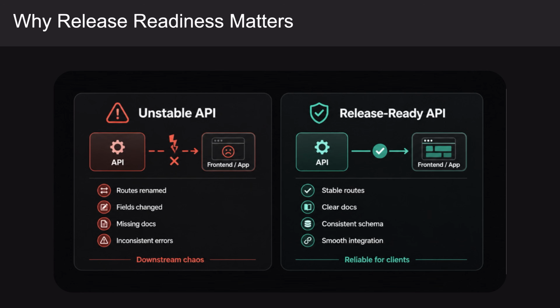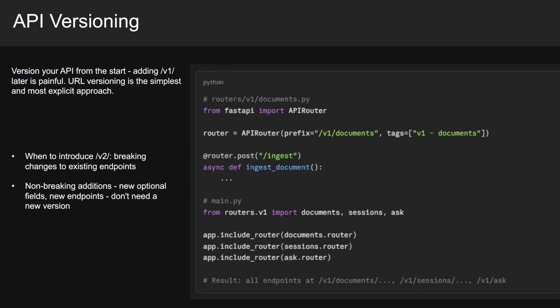Get these 3 things right before you share the URL. Structure is stable enough to commit to. Docs are clear enough that consumers don't need to ask questions. Responses are consistent enough that the front end can write reliable code against them. Version your API from the start. Adding /v1 later is painful. URL versioning is the simplest approach.